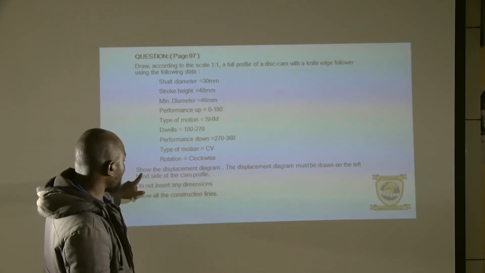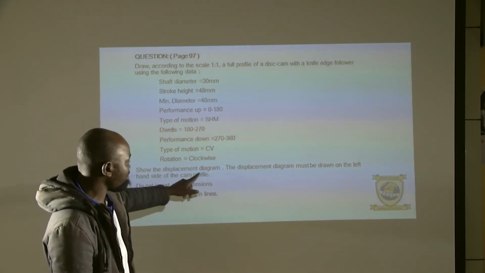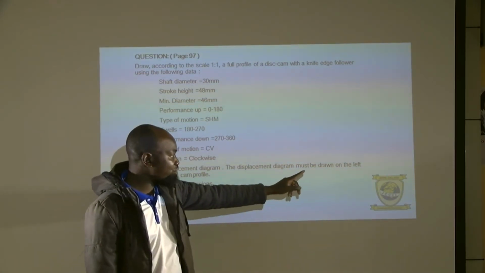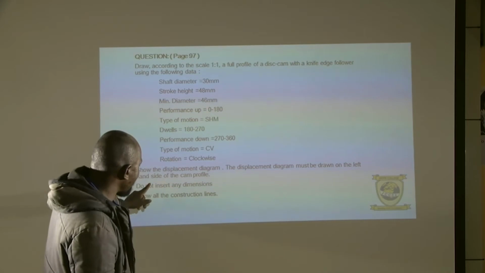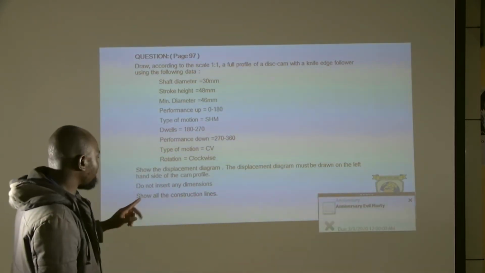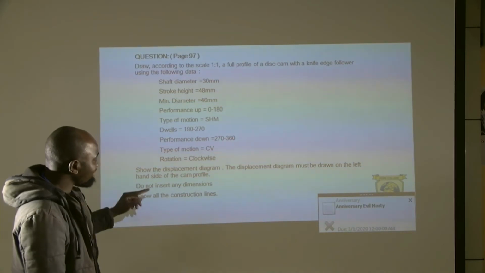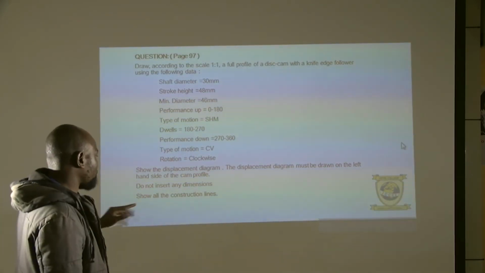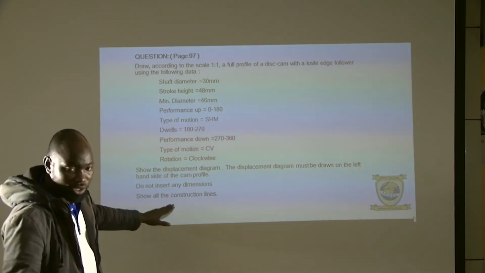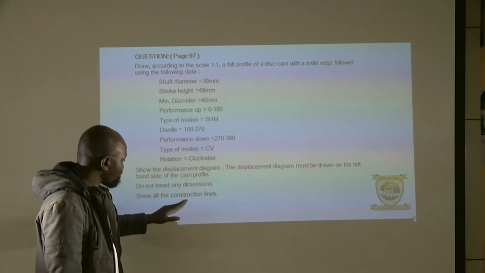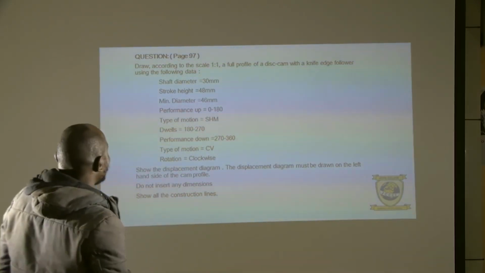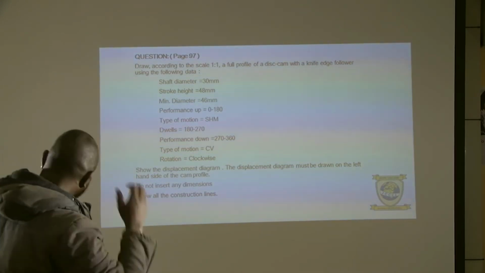Now, the question requires us to show the displacement diagram, and the displacement diagram must be drawn on the left-hand side of the cam profile. This is very important. They are saying do not insert any measurements, so no dimension is required. Then they say we must show all the construction lines. Now, let us collect our data so we can tackle these questions.